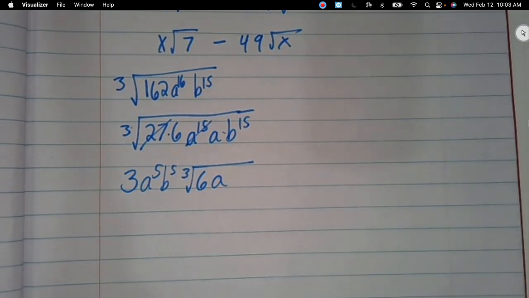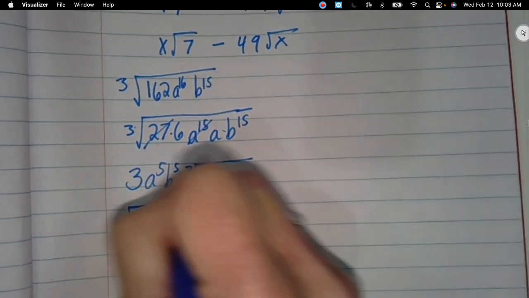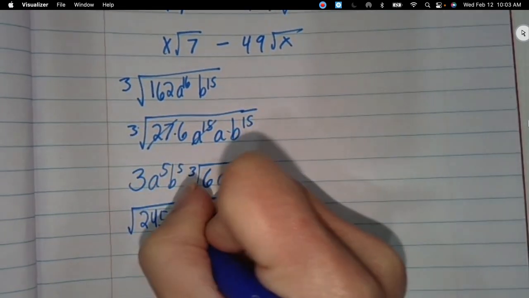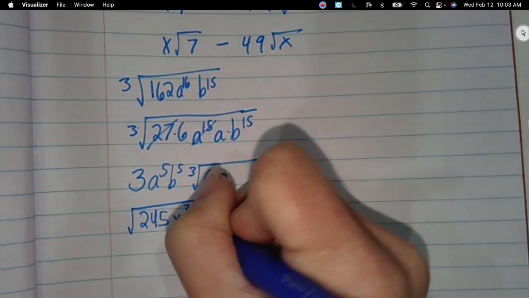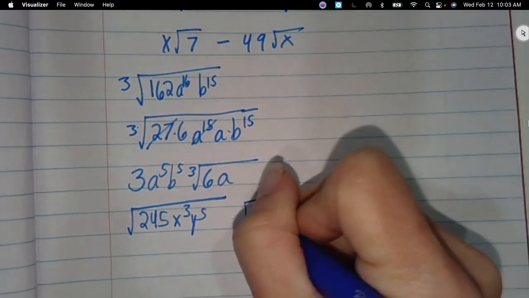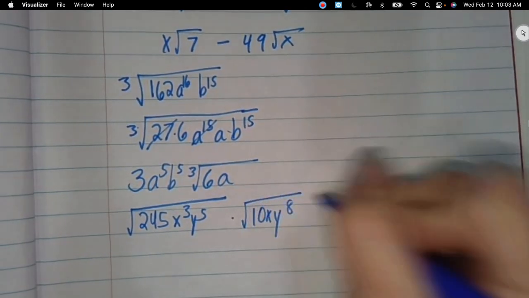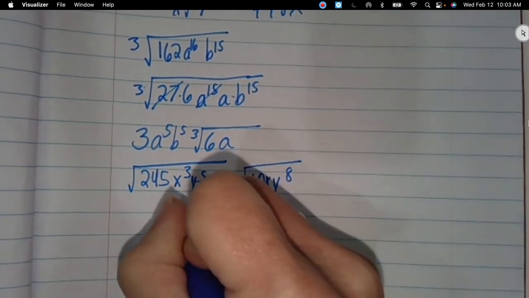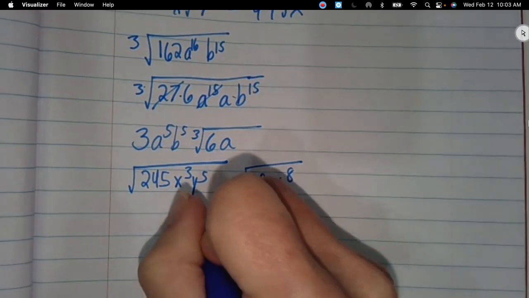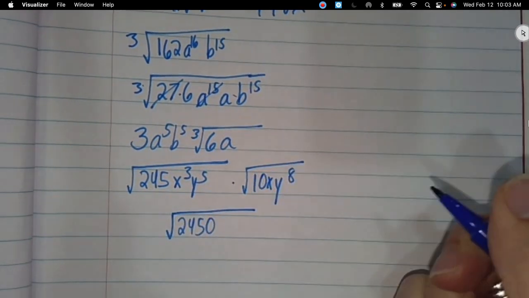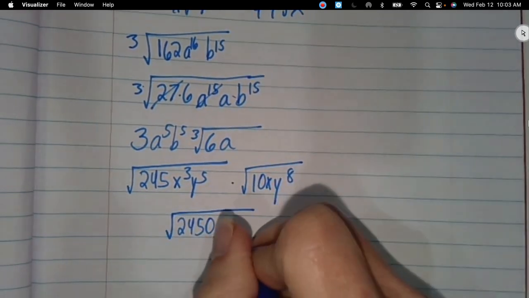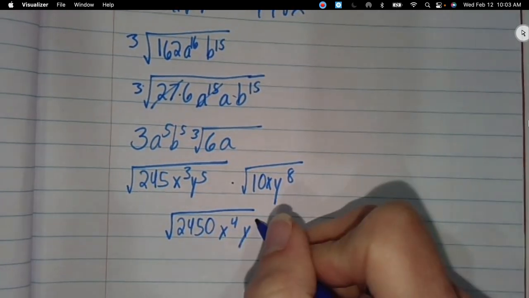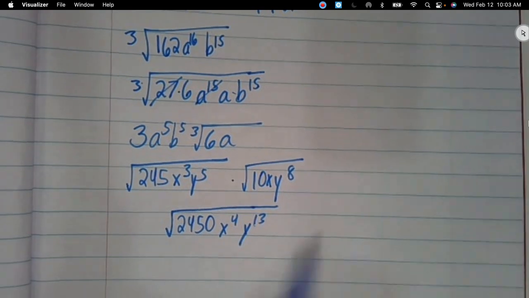The next one. 245 x to the third y to the fifth times the square root of 10x y to the eighth. So let's just multiply them. All right, it's going to be a big number, but that's okay. So what? Yep, 2450. How many x's? X to the fourth, and how many y's? 13.